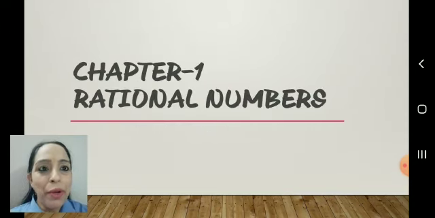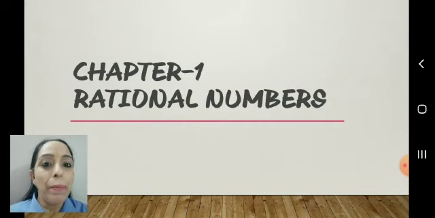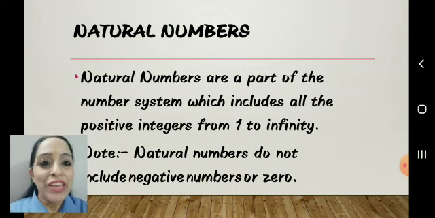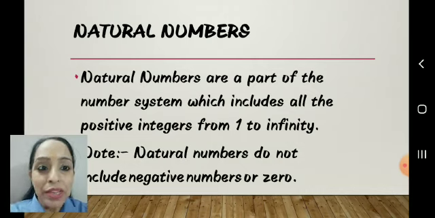Maths Chapter 1 Rational Numbers, and today I will teach you the main new terms of the chapter. The first one is natural numbers. Natural numbers are a part of the number system which includes all the positive integers from 1 to infinity. The most important thing to note is natural numbers do not include negative numbers or 0. It starts from 1 and ends at infinity.